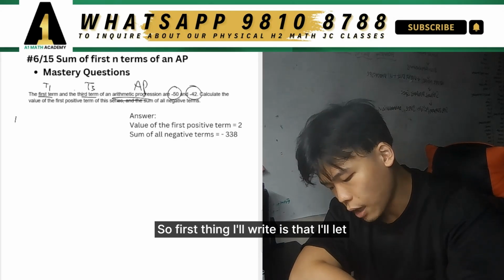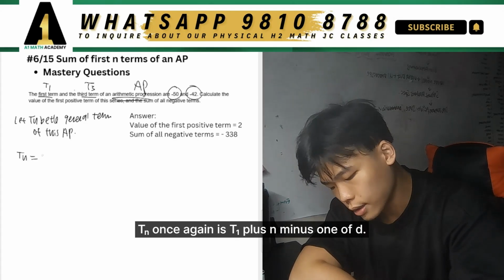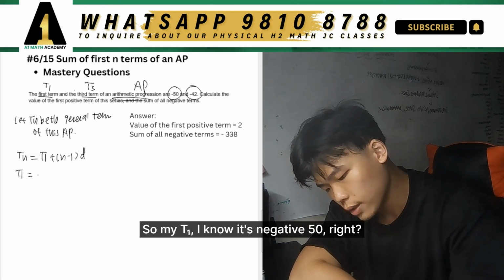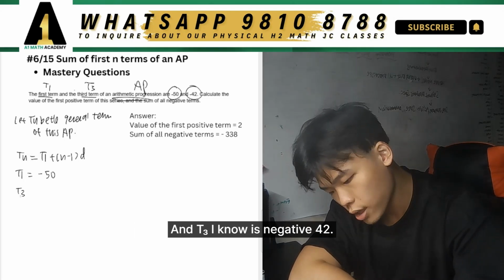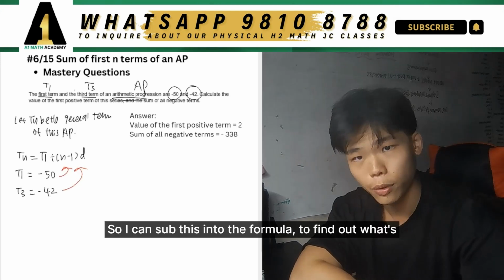So first thing I'll write is that I'll let Tn be the general term of this AP. Tn, once again, is T1 plus n minus 1 of d. So my T1, I know it's negative 50, right? And T3, I know is negative 42. So I can sub this into the formula to find out what's my d.